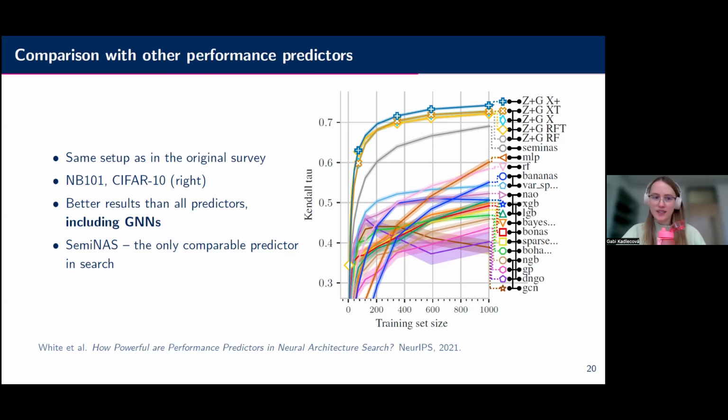We used the same setting as the original survey had, only, for example, for NAS-Bench-101, we limited ourselves to those networks that had the zero-cost proxy scores from NASBench-Suite-Zero. And anything like XGBoost or random forest with GRAF is better than all the other predictors. Actually, SemiNAS was the only one that was comparable in search, but it's a much slower method.